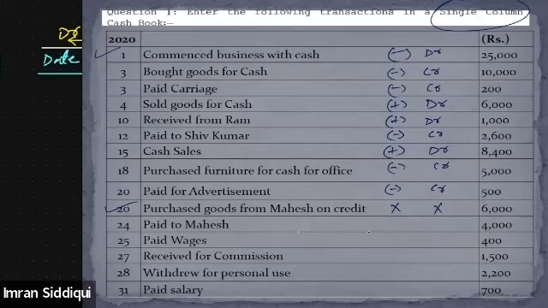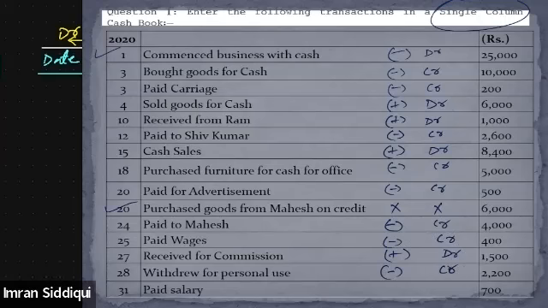Paid to Mahesh: this will obviously reduce the cash, credit side. Paid wages reduces cash, credit side. Received commission increases cash, on the debit side. Withdrew for personal use: this will reduce the amount of cash, yes or no? On the credit side, therefore.